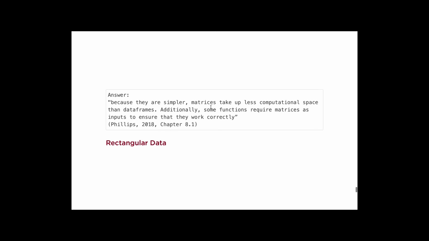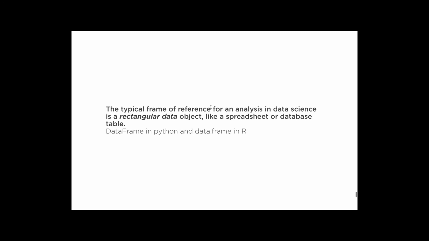Finally, let's discuss rectangular data. Have you heard the concept of rectangular data? If not, let's review it. The typical frame of reference for typical analysis in data science is actually a rectangular data object. Think of a spreadsheet. Think of a database table. So a DataFrame in Python, that's what it is, rectangular data, or data.frame in R. This is a typical rectangular data object.